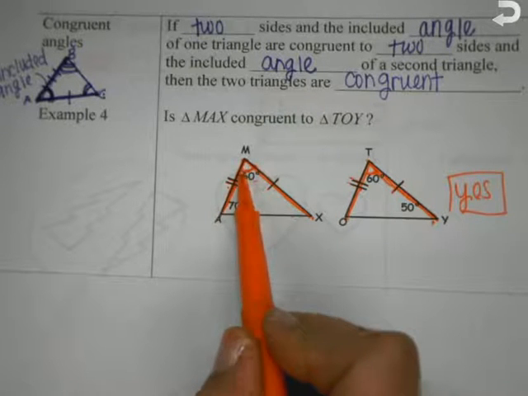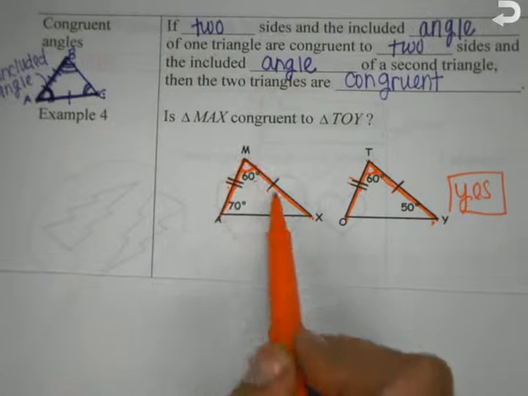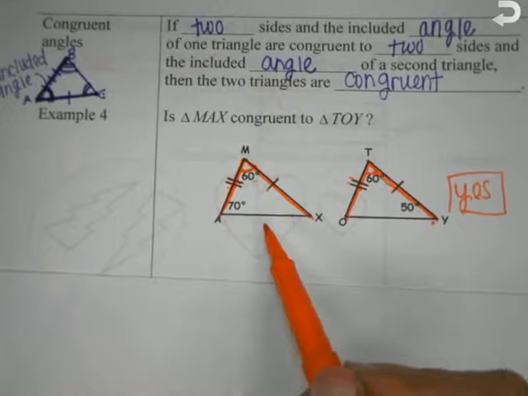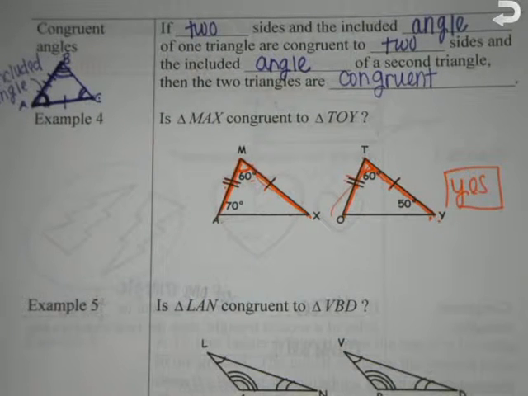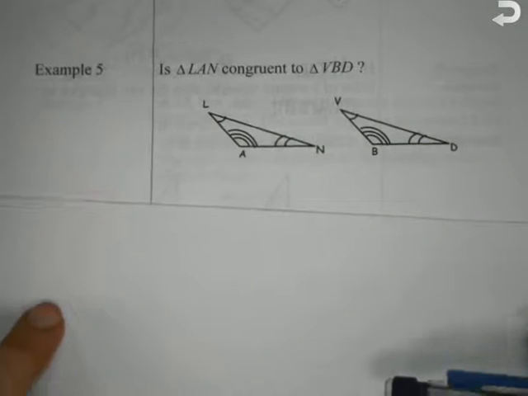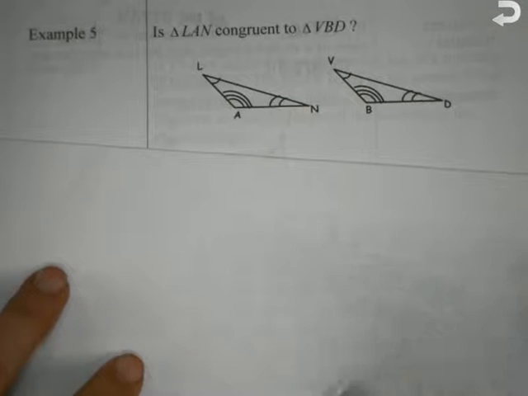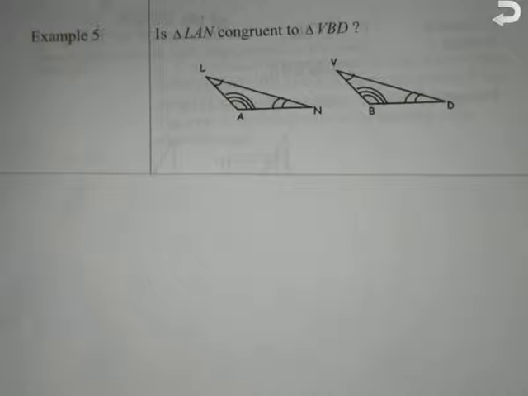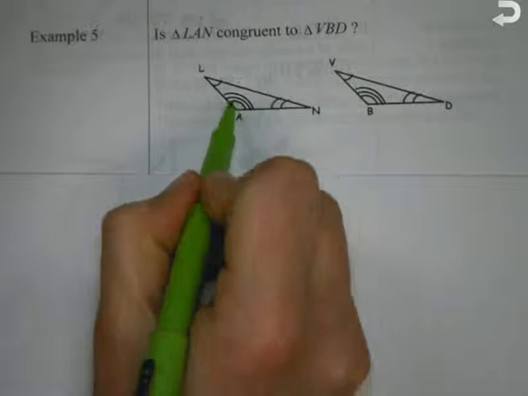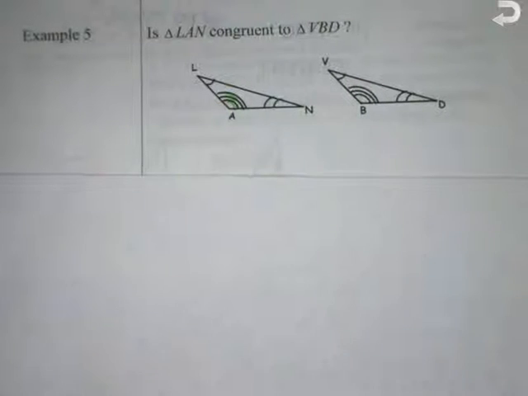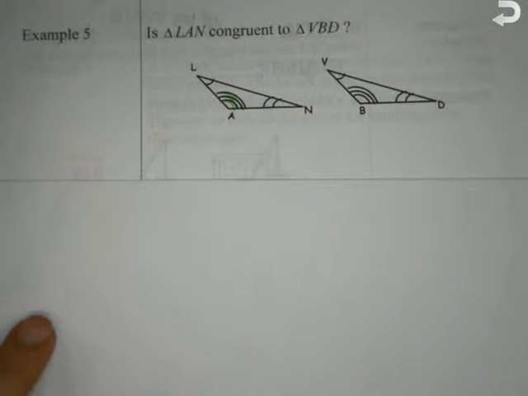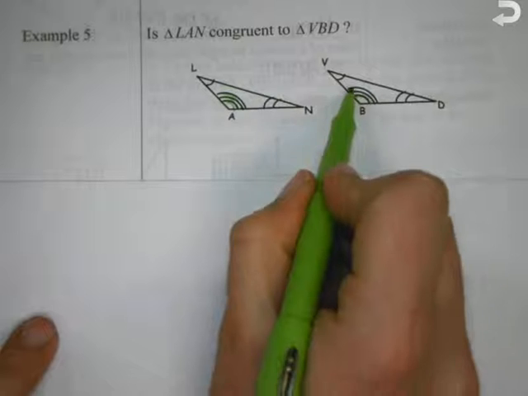Example 5, what if we don't know the lengths of any sides, but we know the measures of the angles? Let's check it out. So, I have angle A. It has 3 lines across it, so what angle is it congruent to? B, right? The one that has 3 lines, or 3 arches. What about L? Which one is L congruent to? V. What about D?